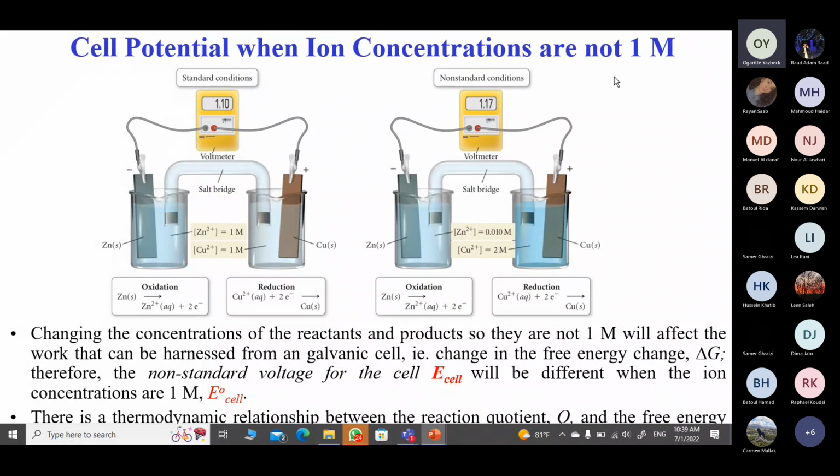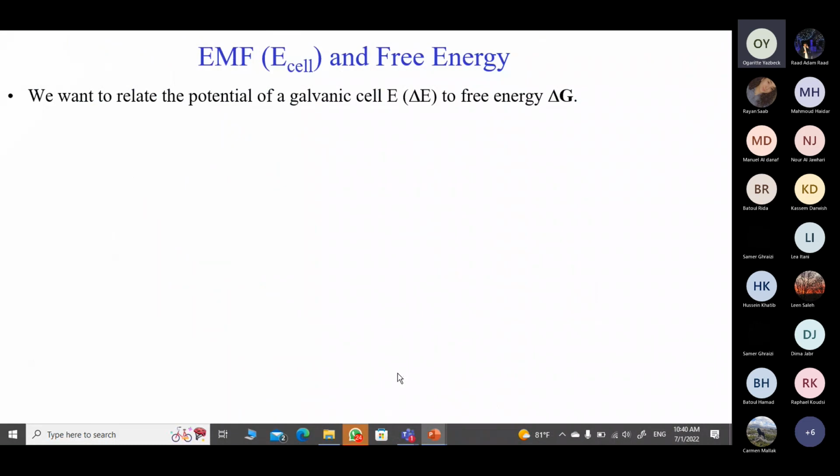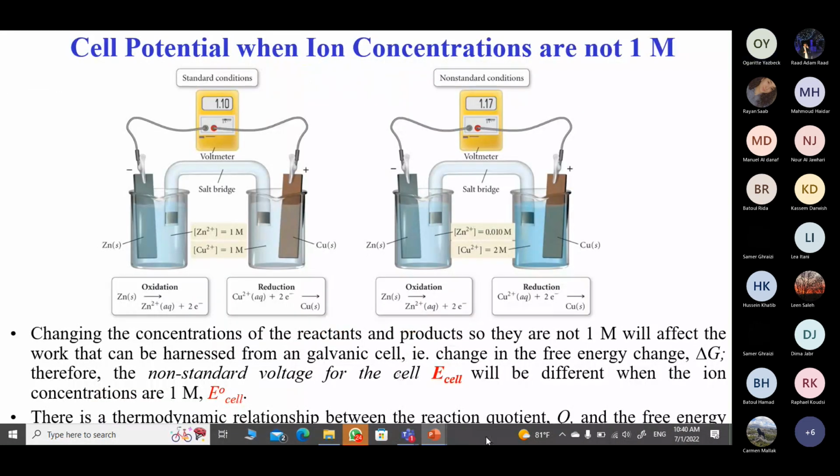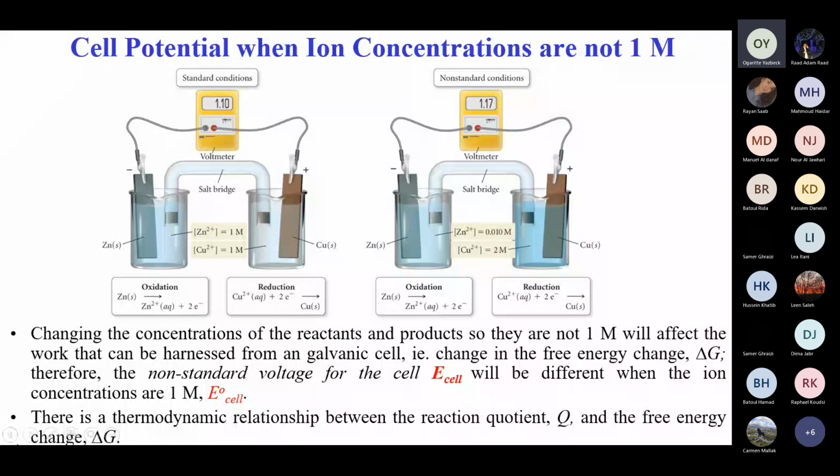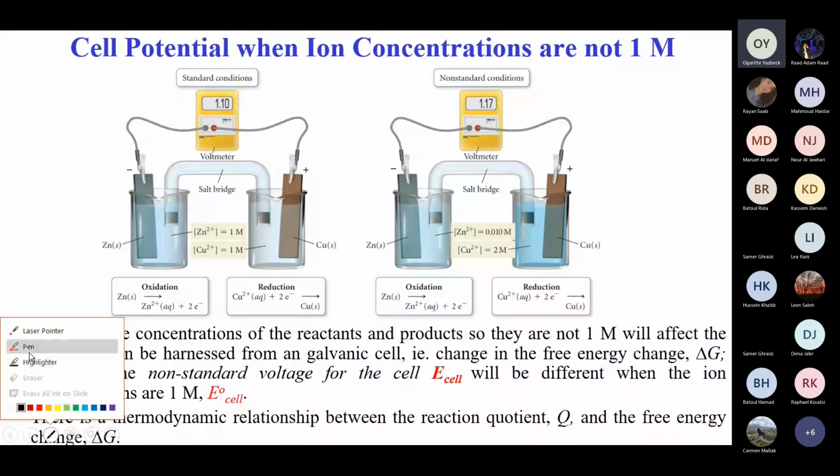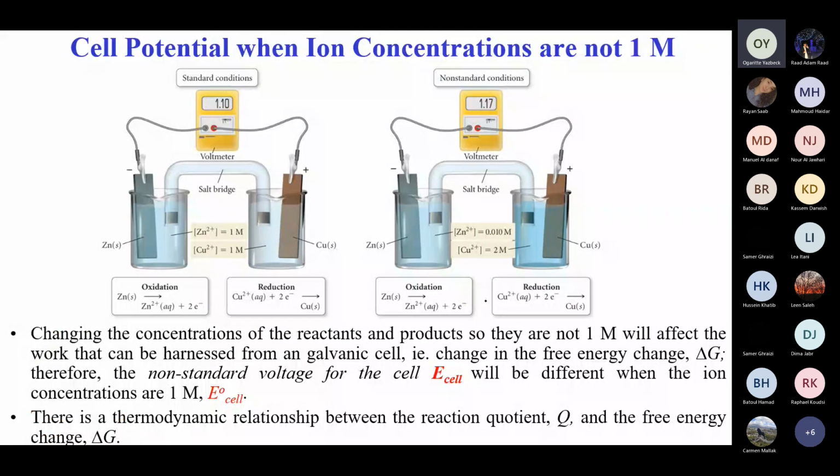Does that mean that I can't create a battery, or I don't have any possible voltage? The idea is no. We can have a voltmeter reading, but we must do a correction to the E values, or E naught values.